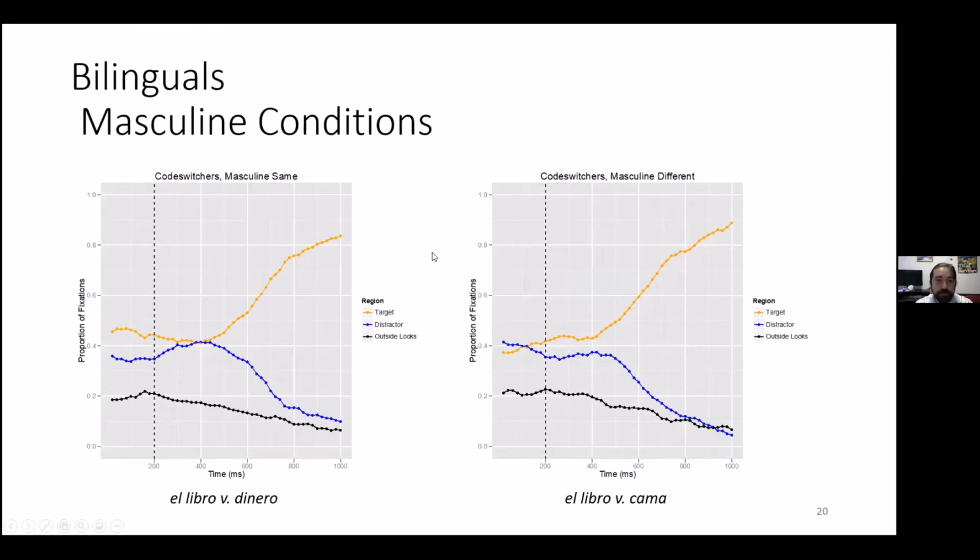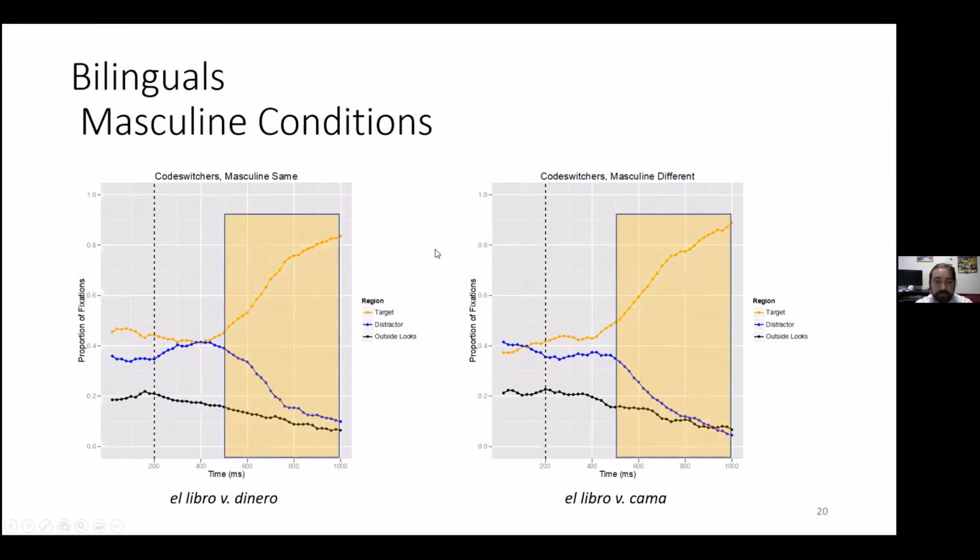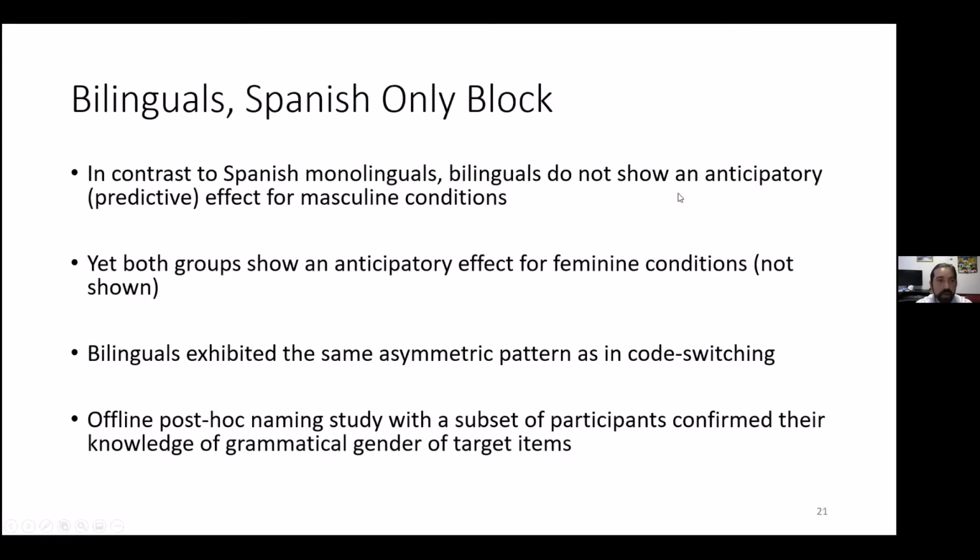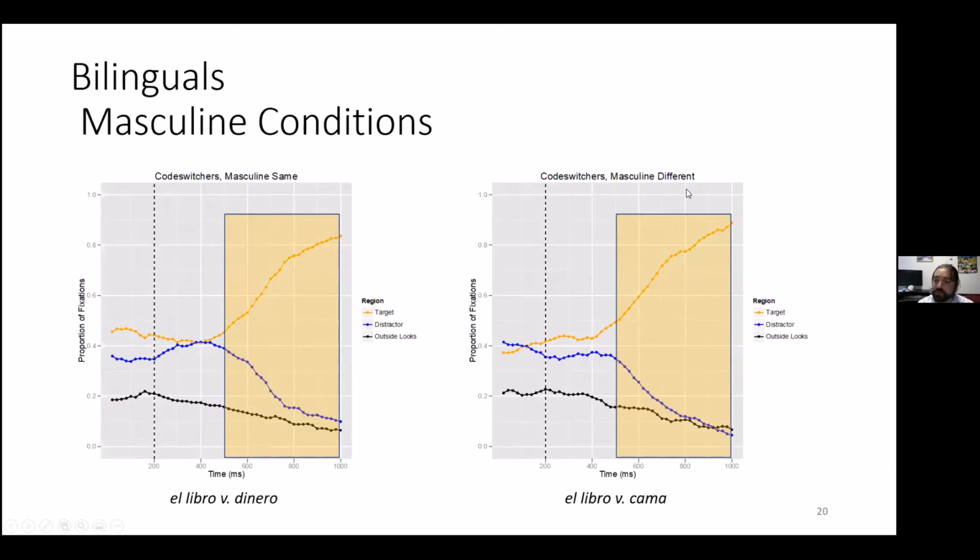We see, however, that the bilingual participants don't do this in Spanish, okay? For Spanish masculine items, you see that the time course is essentially the same, whether it be same gendered items or different gendered items, all right? And they didn't do this for the feminine, okay? So for the feminine, both the monolinguals and bilinguals continued showing this anticipatory effect. So it was very specific to what the bilinguals did with masculine.